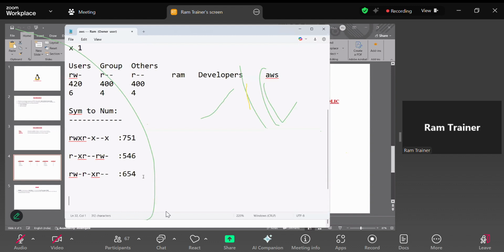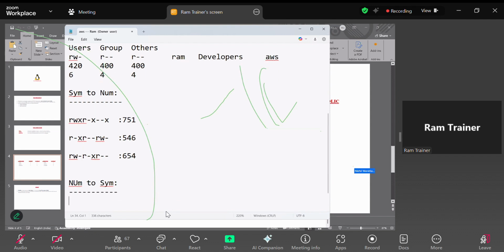Next. What about numerical to symbolic? I mean reverse now. Reverse means, can you tell me anyone what is the 641? 641 means, for example, read, write, execute. This is the way you can explain this. How can you explain these kinds of activities?